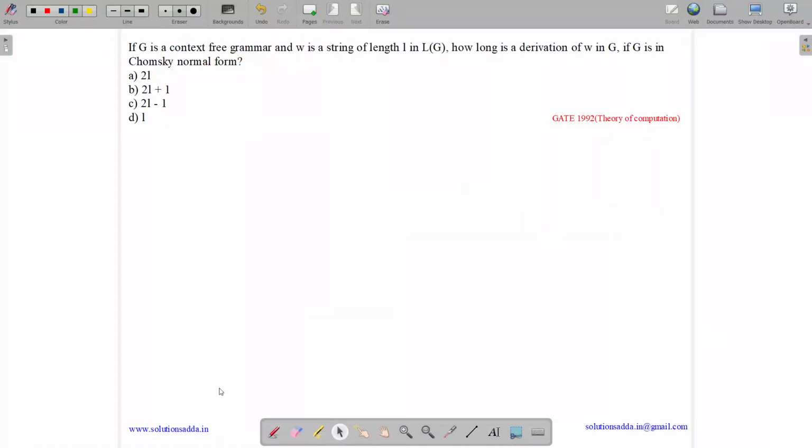This question belongs to Theory of Computation subject and was asked in GATE CSE 1992. So the question states, if G is a context-free grammar and W is a string of length L in L of G, how long is the derivation of W in G if G is in Chomsky normal form?